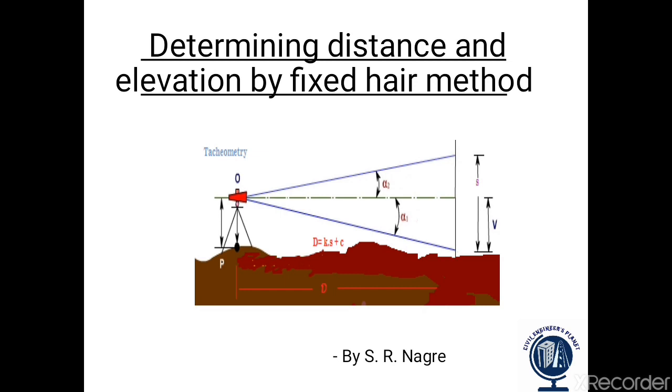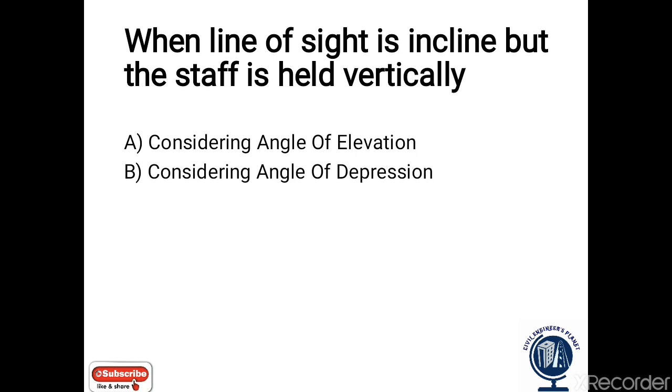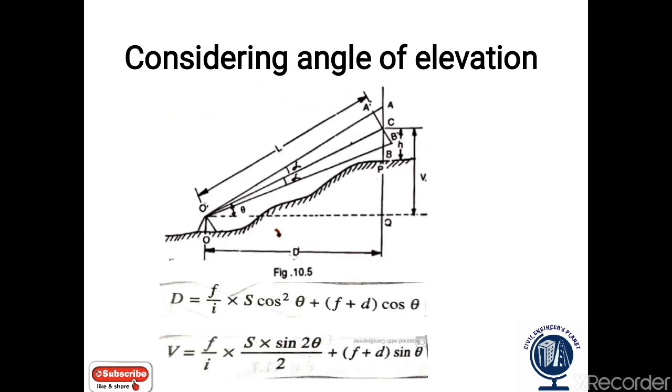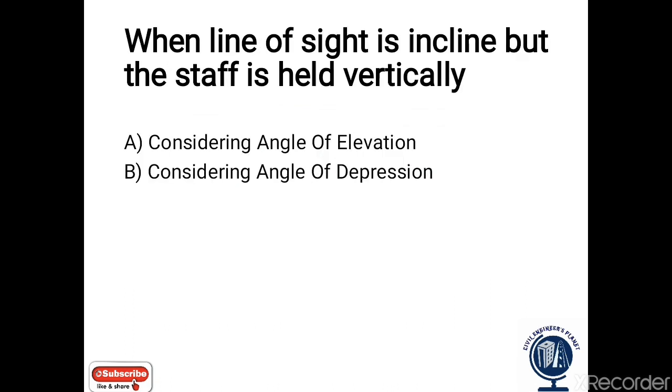So let's start guys. Now we will see the formula for distance when the line of sight is inclined but the staff is held vertically. I'll explain the meaning of this sentence. Here you can see this is the line of sight which is inclined and the staff is held vertically. So in this case, we will see what the formulas are for calculating the distance and elevation.